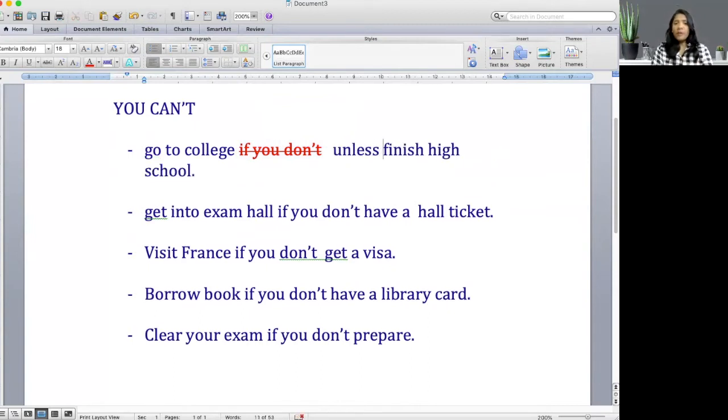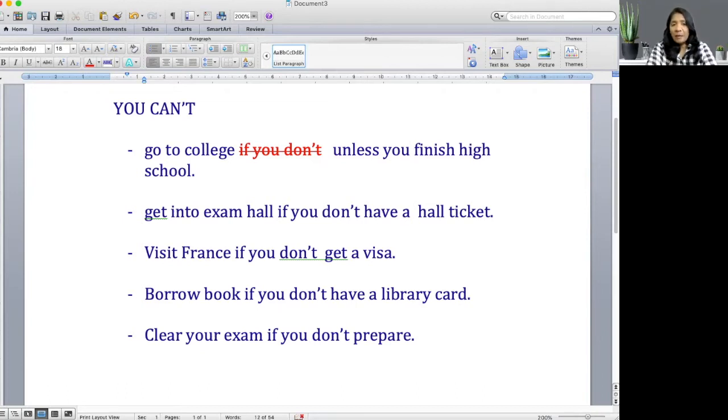As I told you before, the word unless expresses a negative condition. So when I use the word unless, it automatically shows a negative condition here. So you can't go to college unless you finish high school.